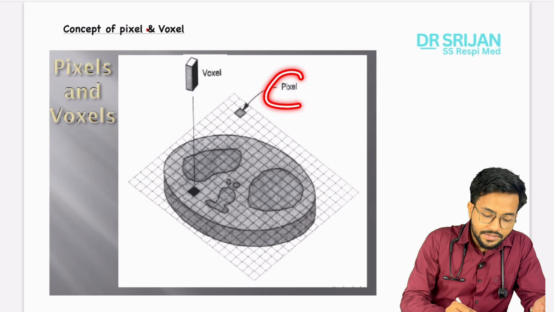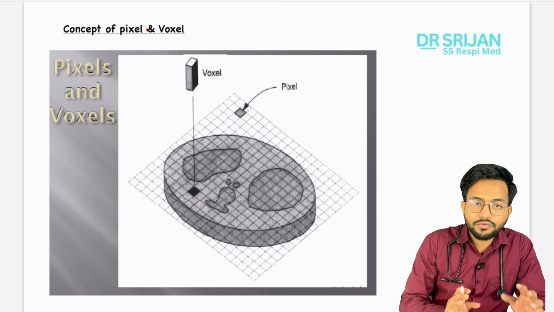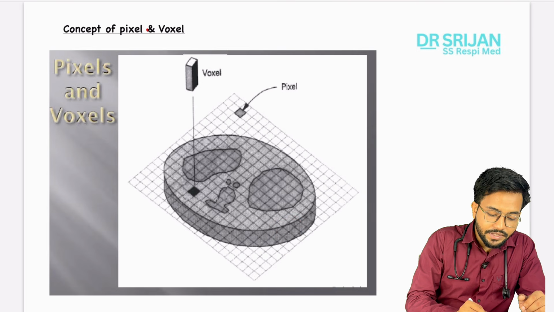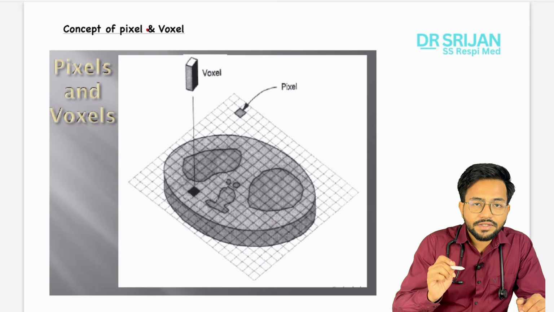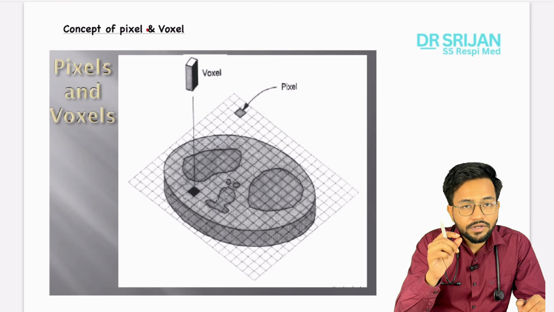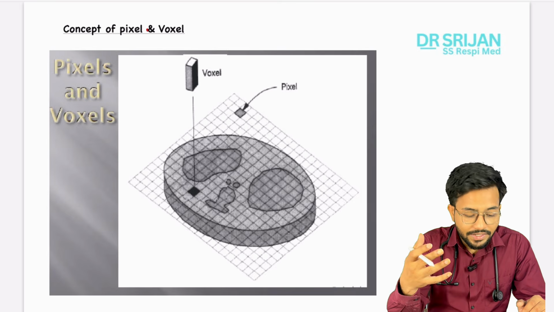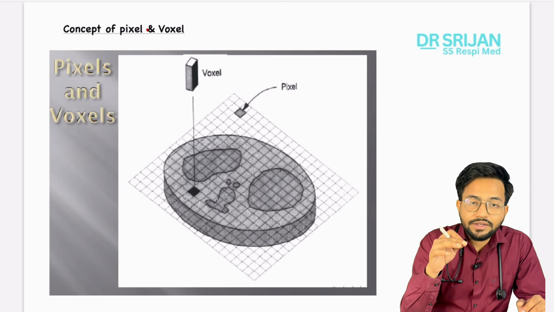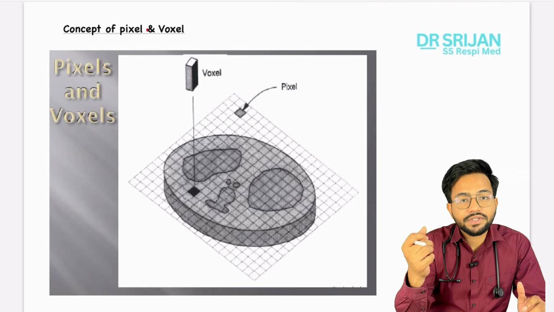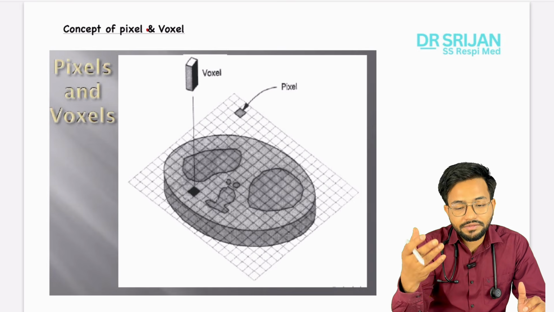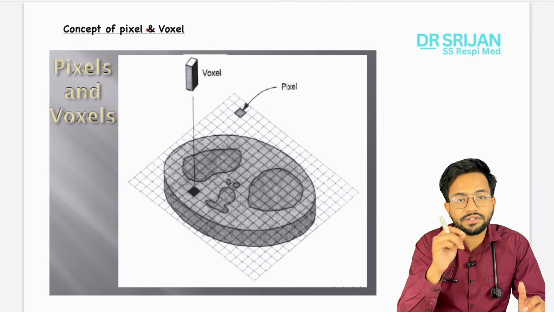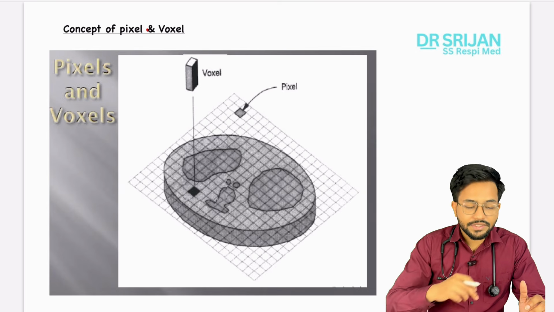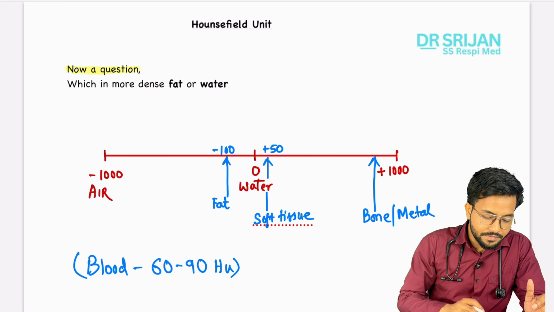A pixel is a two-dimensional unit. Whenever you add this thickness to a pixel, it becomes a voxel. Just remember, the more voxels in a frame, the better the resolution, the better the clarity of the CT scan plates, and the better the detailing. So the smaller the voxel, the better the clarity and detailing in the CT scan. Okay, let us proceed further.